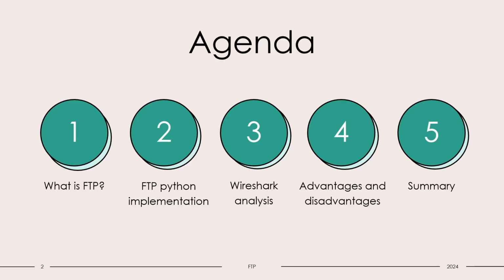So in the agenda of this presentation, I'll be going through what is FTP, why we need it. I'll also go through an FTP Python implementation and I'll explain the code in that. I'll then go through a quick Wireshark analysis analyzing the traffic captured from my FTP implementation. I'll then go into some pros and cons or advantages and disadvantages, and then I'll provide a brief summary of what we went over.